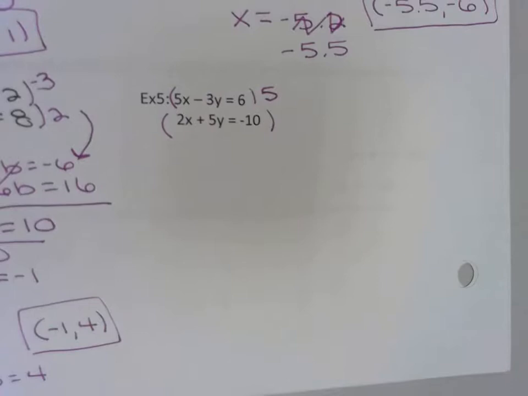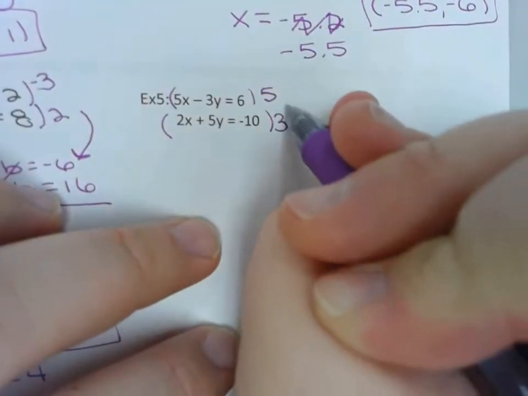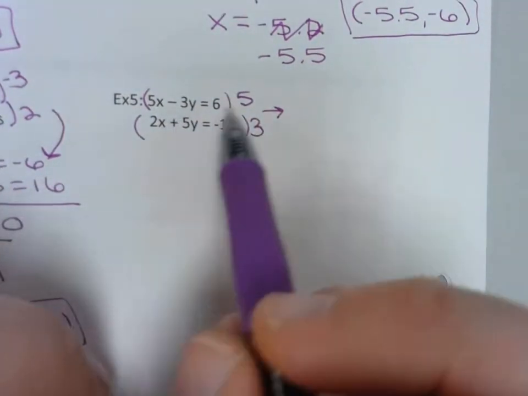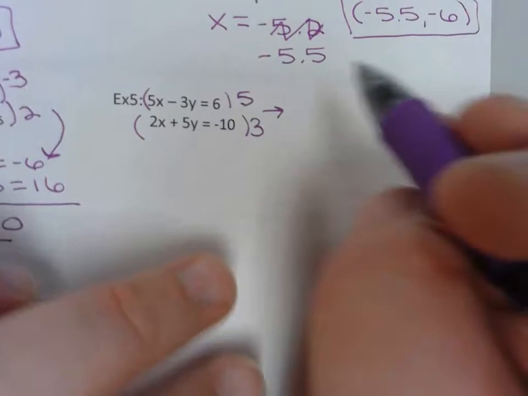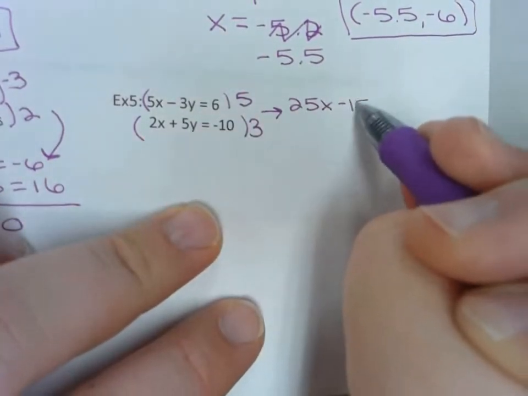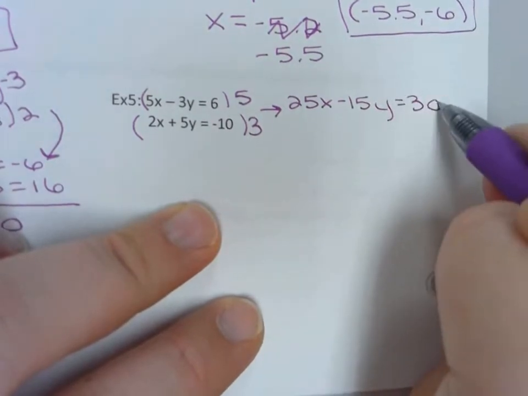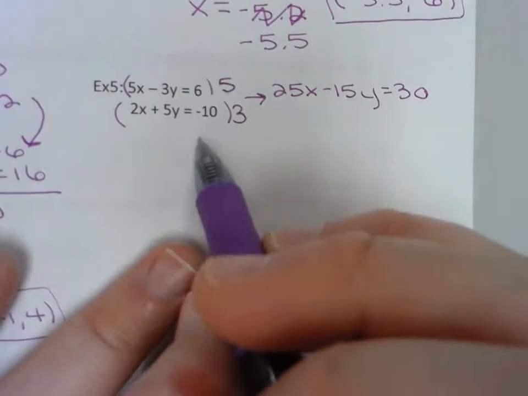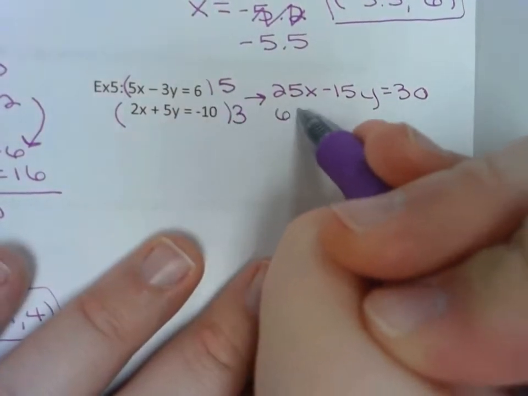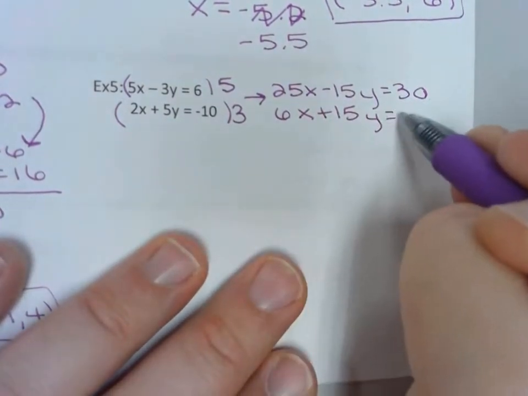My bottom equation, I already have a 5y. 5y times what gives me 15y, and that is 3. So I multiply everything by 3. So if I distribute through a 5 at top, 5 times 5x is 25x minus 15y, and then 5 times 6 is 30. The bottom equation, multiply the 3 through. 3 times 2x is 6x, 3 times 5y is 15y, and then 3 times negative 10 is negative 30.